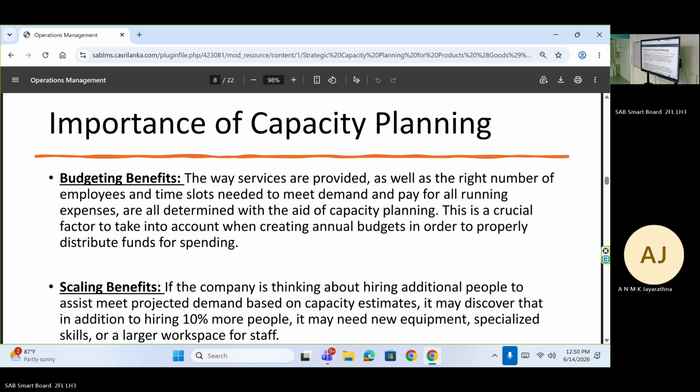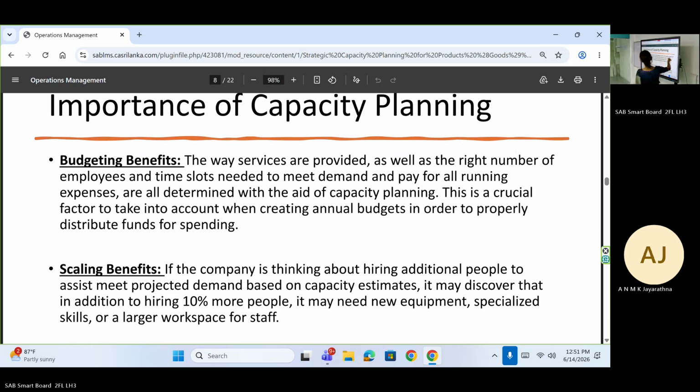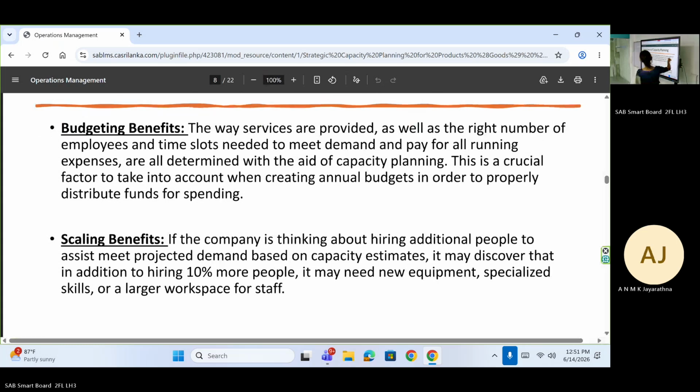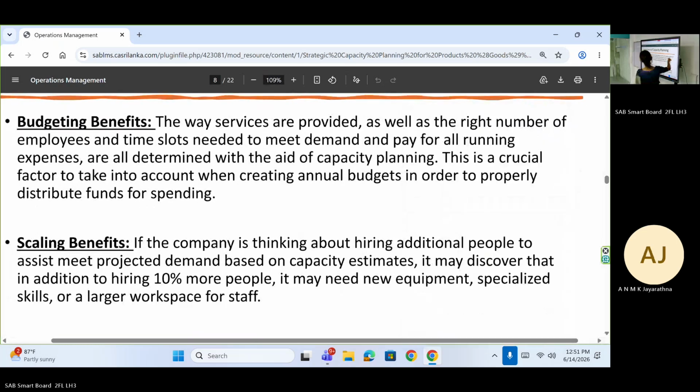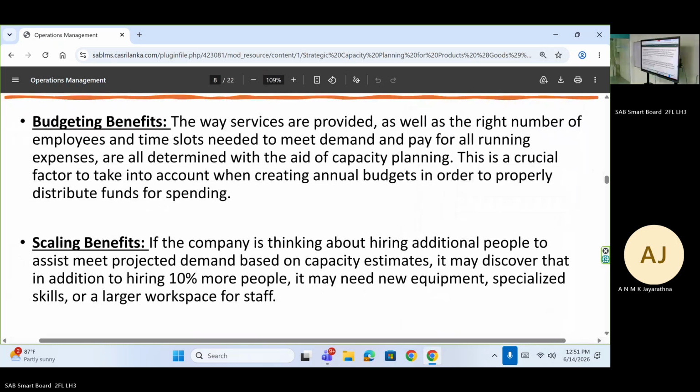Importance of capacity planning, benefits of capacity planning. You can use any of importance, benefits. Maybe I explain it to you, but use your own words. Take the meaning and write down the explanation in your own words.